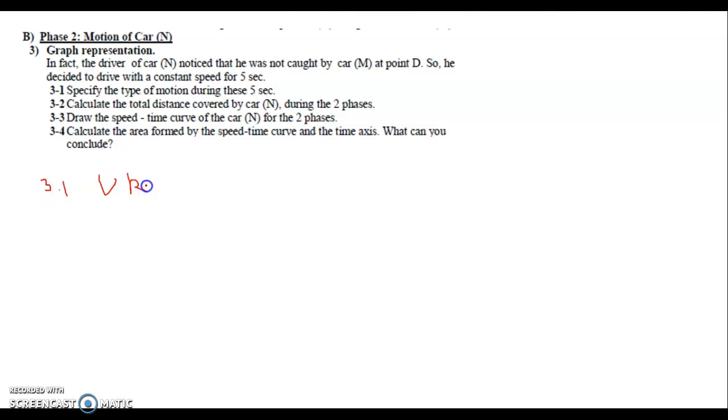So specify, this means that you have to justify your answer. Why? Because it is moving at constant speed.